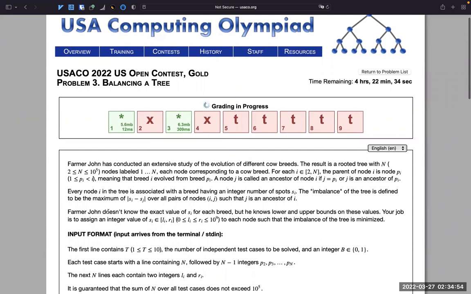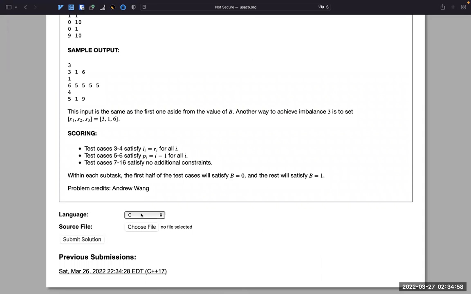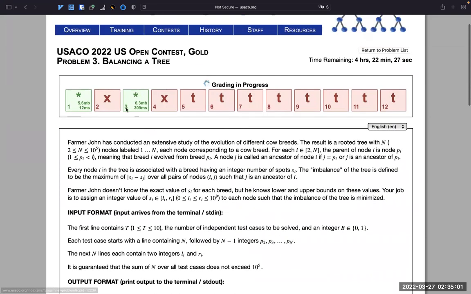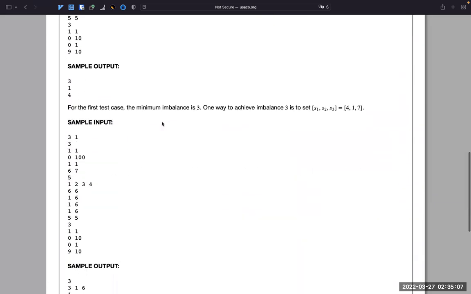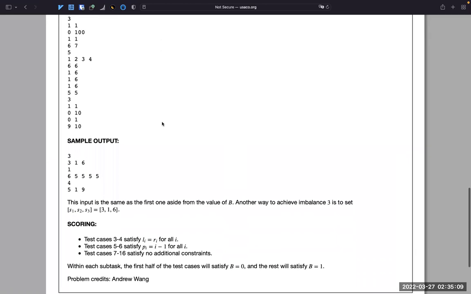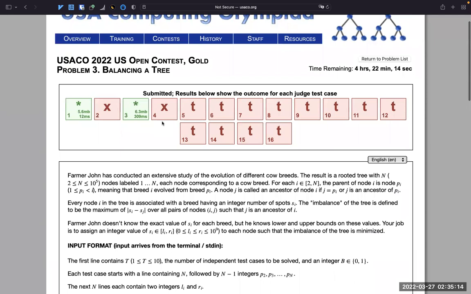Well, that's not particularly great. Which cases have b equals 1? Okay, so it passed the test case. These 2 and 4 have b equals 1, so of course they're wrong. Why is it failing so badly?